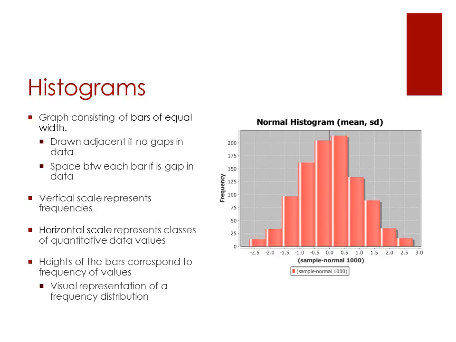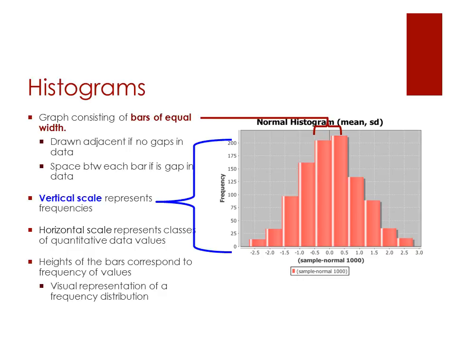Here we see on the right a typical histogram, and in fact a normal distribution histogram. Looking here, we can see that the graph consists of bars of equal width. These can be drawn either adjacent if there are no gaps in your data categories, or with a space between each bar if there is a gap.